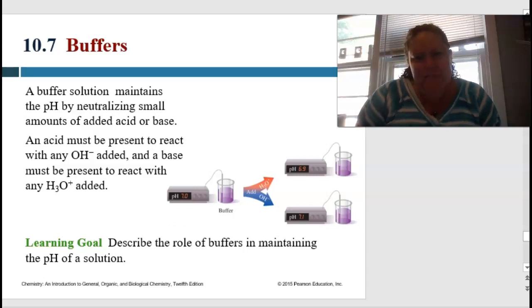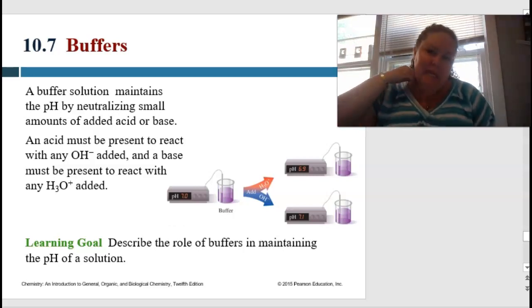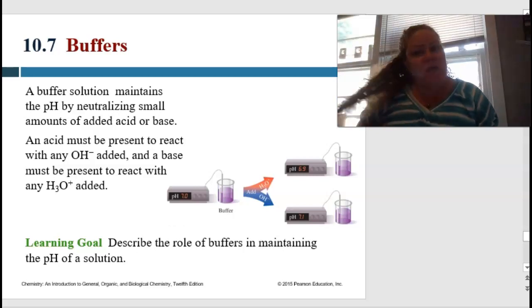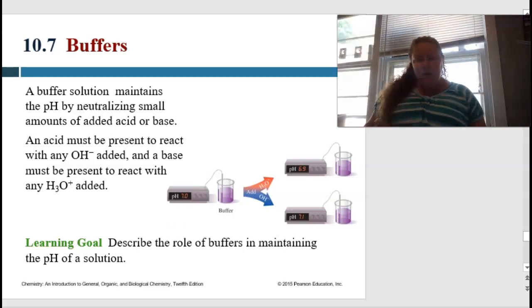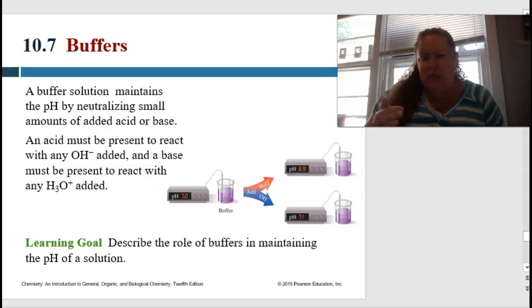Okay, closing up chapter 10, let's talk about buffers. A buffer solution maintains the pH by neutralizing small amounts of the acid or base. So an acid must be present to react with any of the OH that's added, and a base must be present to react with any H3O+ that's added. So basically, buffers make it kind of hard to change the pH dramatically.